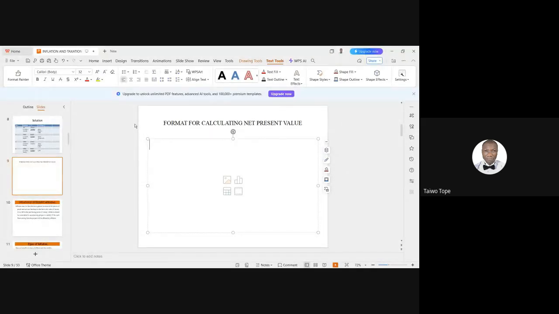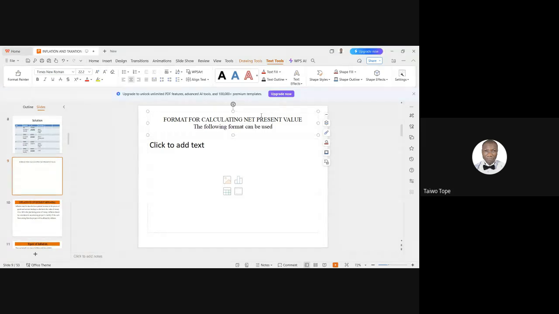So let me put it this way: the following formats can be used to calculate NPV when there are multiple variables. What is the format?